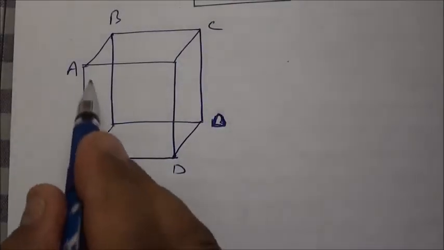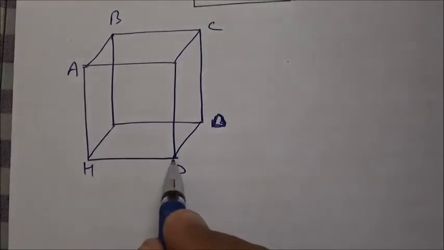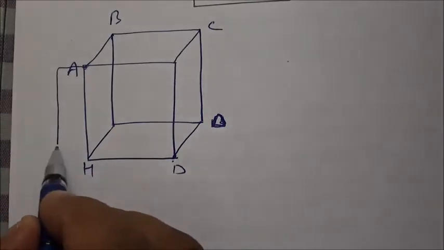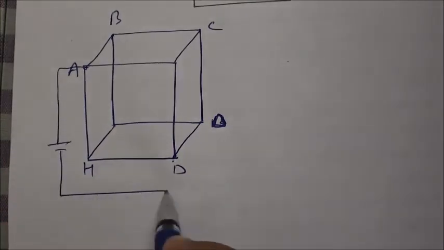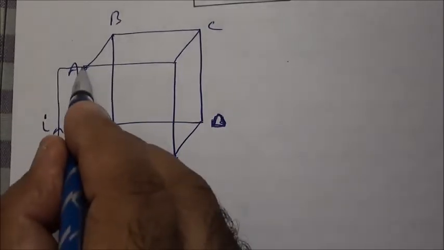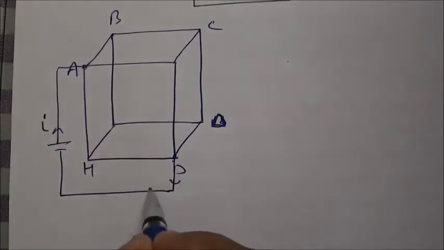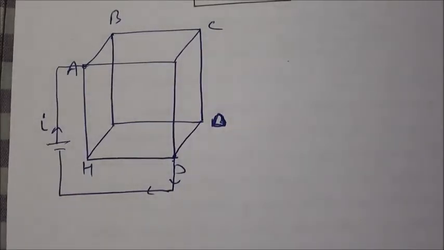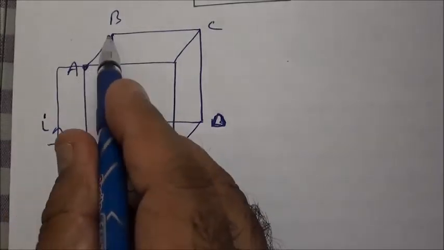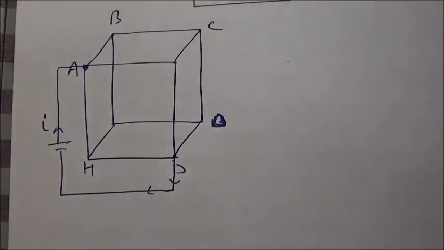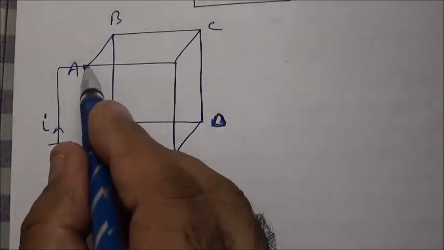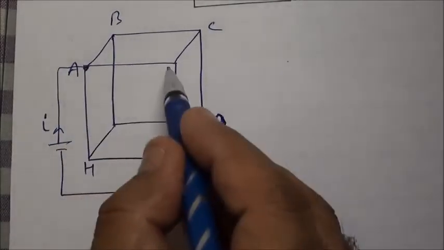Now suppose I have to find out the equivalent resistance between A and D. So again I will take a battery connected between these 2 points, and a current I enters at A and leaves through point D. Now as we have seen in other parts, you see there are 3 paths. Are they identical or not? The current may pass like this, or from here to here it is like this.